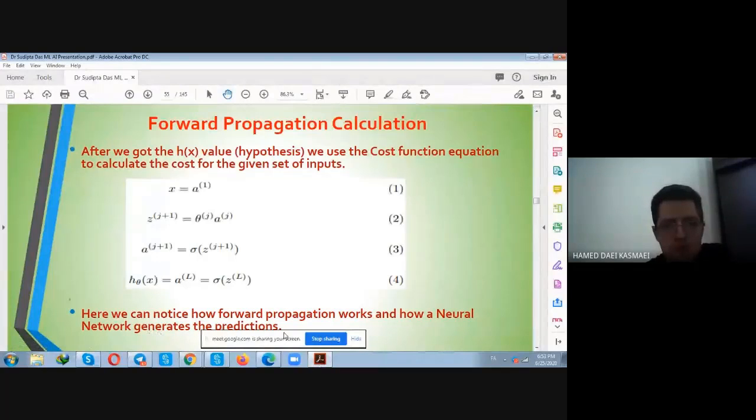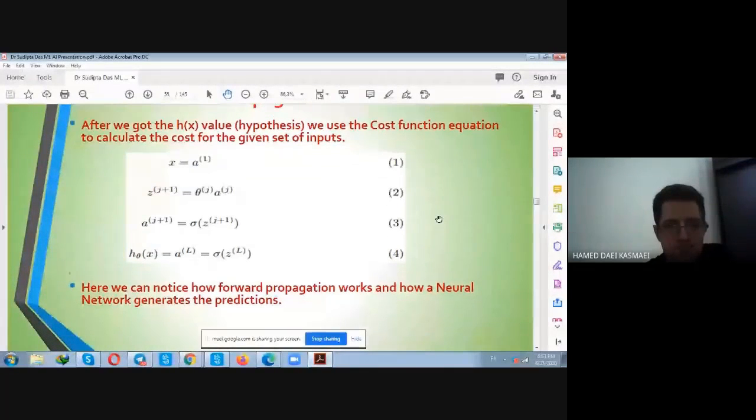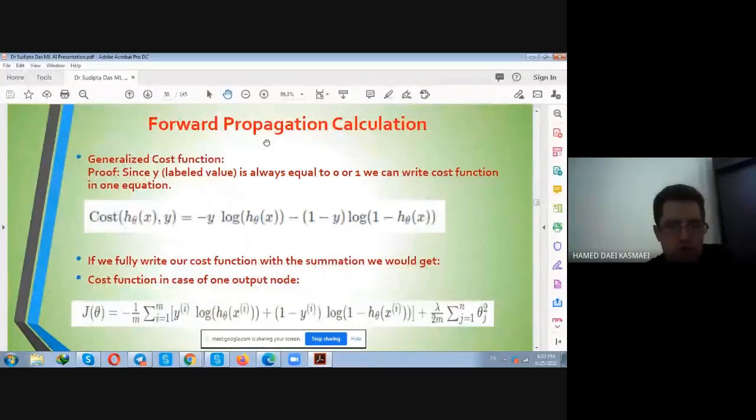So we will go more into the forward propagation calculation, the generalized cost function. We have the proof since y, or the label data, is always equal to 0 or 1. We can write the cost function in one equation. The cost function is based on two variables, input and output, the independent variable and the dependent variable. Cost(h theta(x), y) is equal to minus y log h theta(x) minus (1 minus y) log(1 minus h theta(x)). And if we fully write our cost function with the summation, we would get the cost function in the case of one output node.